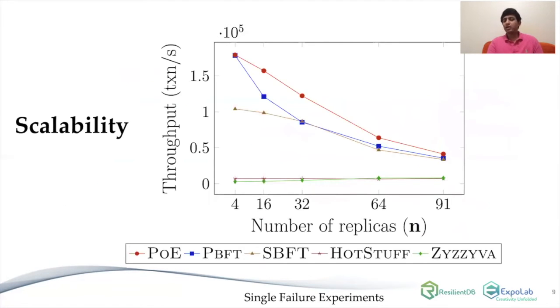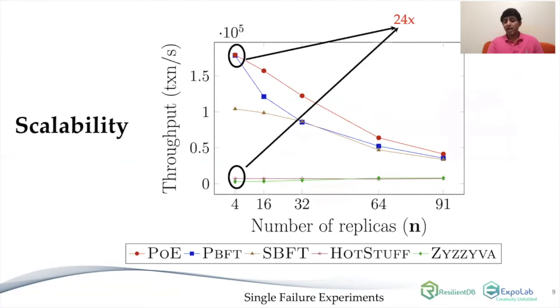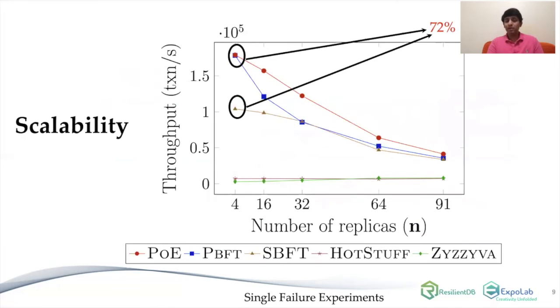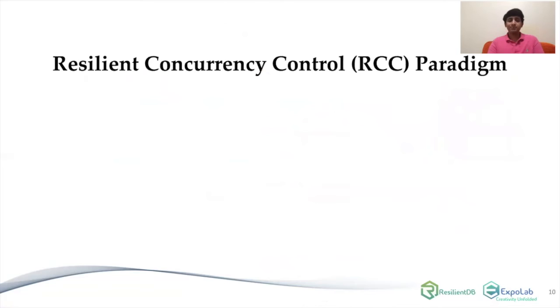So we thought of doing a test on its performance. And here are the results. As you can see, compared to protocols like HotStuff and Zyzzyva, which can fail in case of a single failure, PoE achieves 24 times higher performance. While for a protocol like SBFT, it can achieve 72% higher performance.